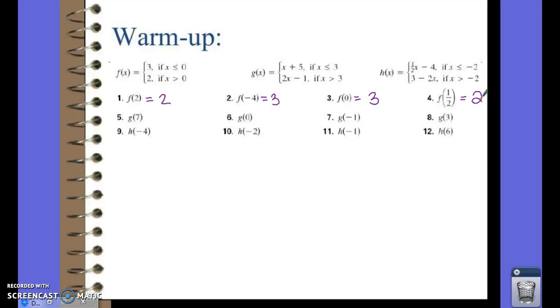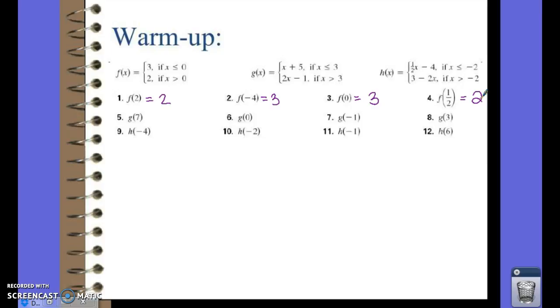Now, the middle row is all talking about the function g. So all of these points are all going to fit into the middle piecewise. So now we kind of ignore f over here, and now I go, all right, g of 7. So I want to say, is 7 less than or equal to 3? No. Is 7 greater than 3? Yes. So I plug 7 in to the bottom equation.